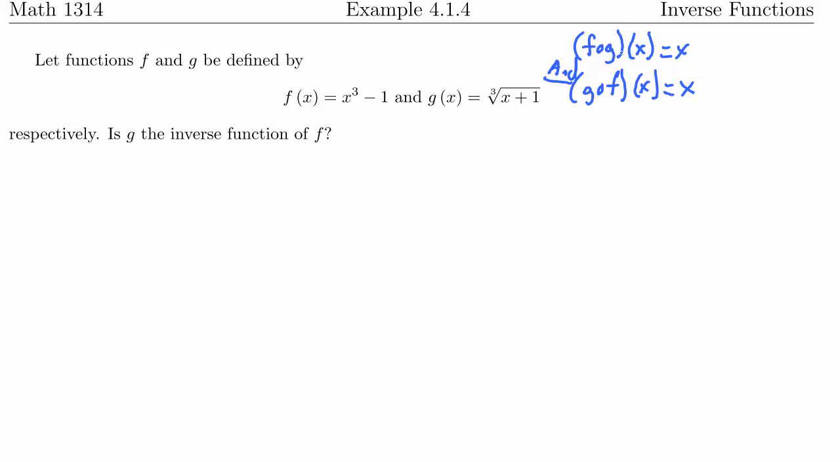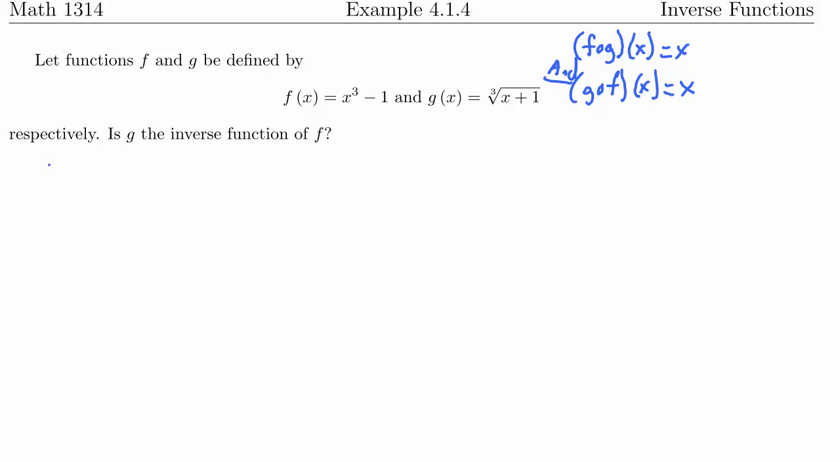Now, this says that f of x and g of x are inverses of each other. This is what we have to show in order to show that f of x and g of x are inverses of each other. So here f of x equals x cubed minus 1 and g of x equals the cube root of x plus 1. So I have to show that f and g are inverses.